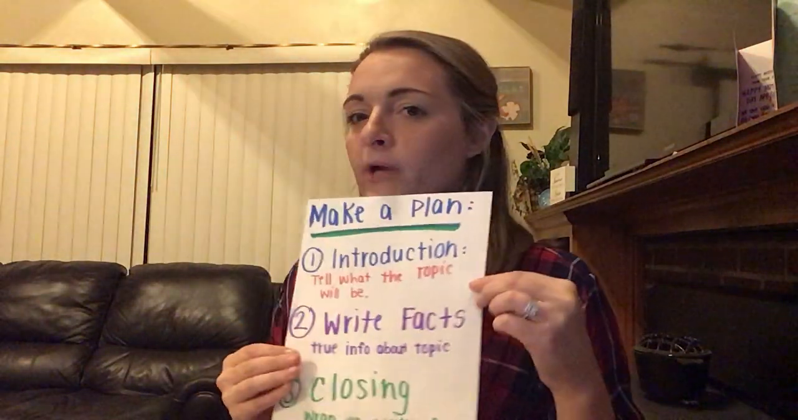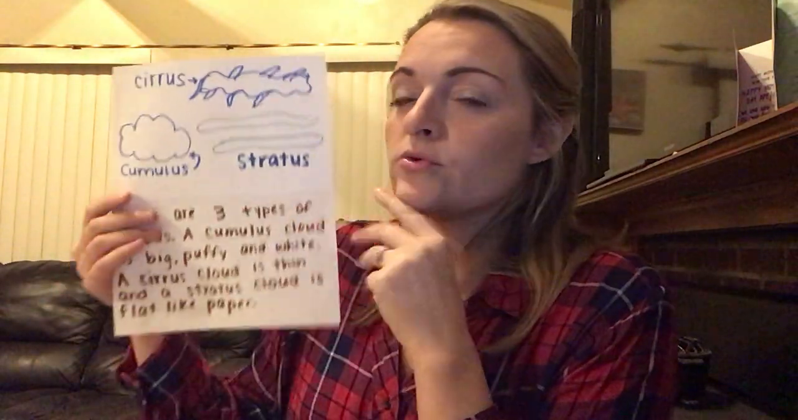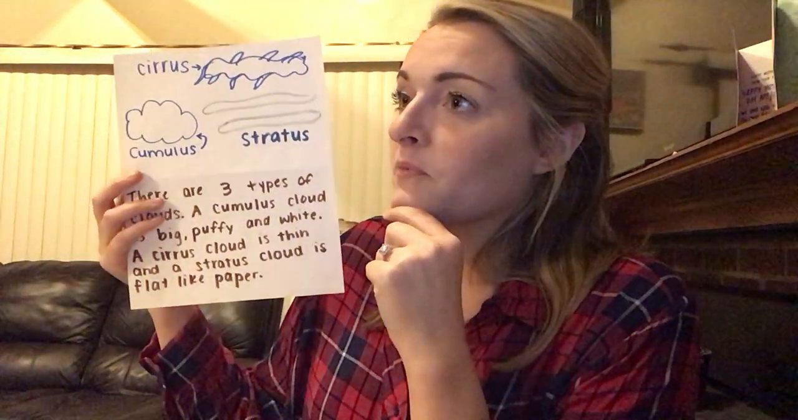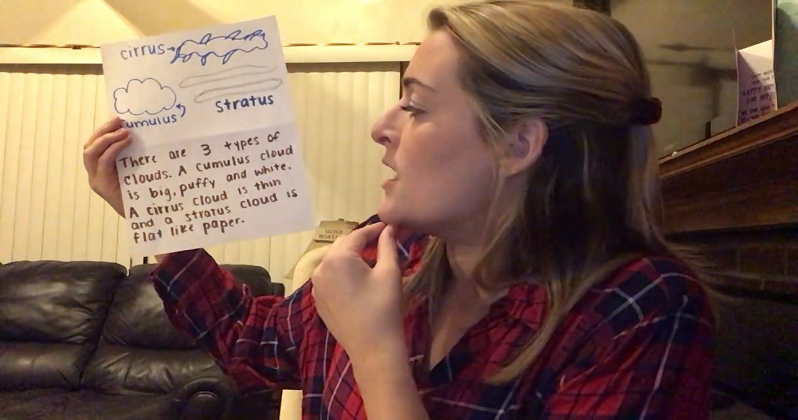Then, the next part is to write facts. So remember, those facts are the true information. So I think back, I'm remembering that I learned about 3 different types of clouds. This, in the middle of your paper, is where you can write your true facts, that information about clouds that you remember from your lessons. There are 3 types of clouds. A cumulus cloud is big, puffy, and white. A cirrus cloud is thin, and a stratus cloud is flat like paper.